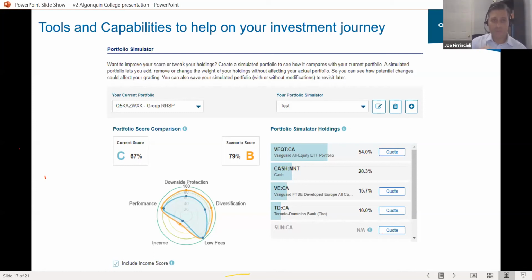Oftentimes they'll say, yes, your trading fee is $4.95, but you have to pay for your own research. You have to pay for individual calculators and assessments. You'll have to pay for analyst research, and it starts to add up.